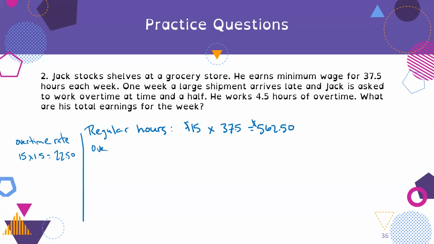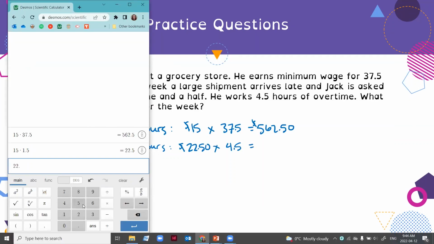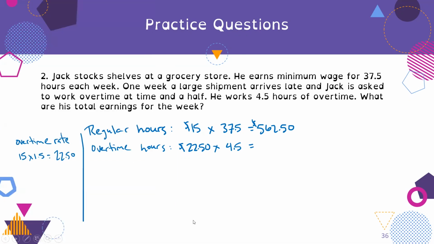So for overtime hours, he gets $22.50 times, and he worked 4.5 hours overtime. So to calculate that, we do $22.50 times 4.5, and that equals $101.25. So for the overtime hours, he gets $101.25.